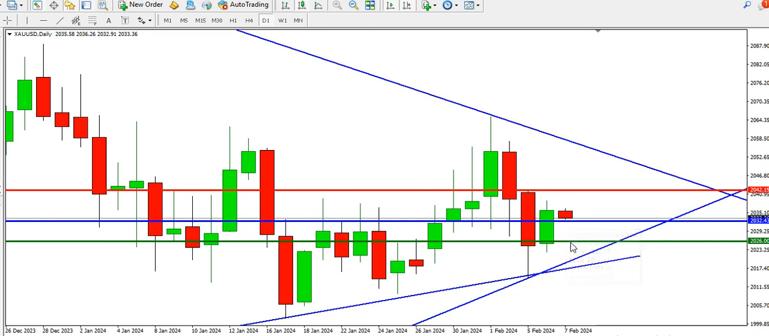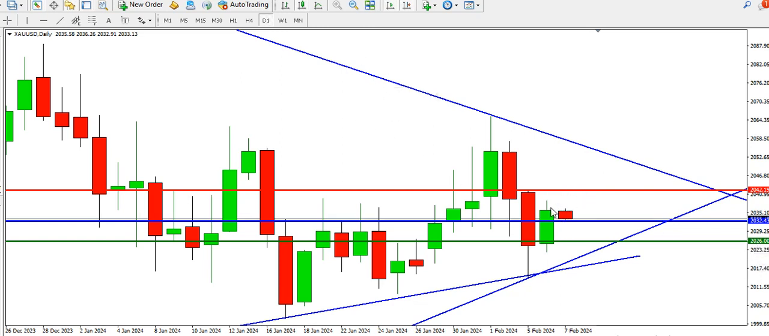We have support one, the first support at 2026, and then we have the first daily resistance at 2042. So price tested the pivot; on a break below the pivot line, we must see price testing the 2026 level.